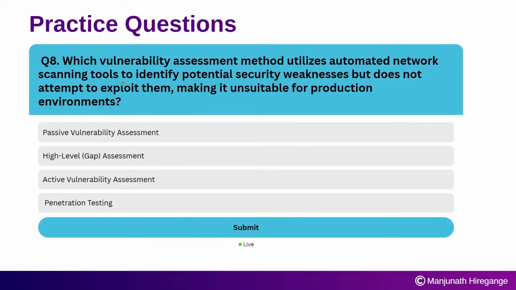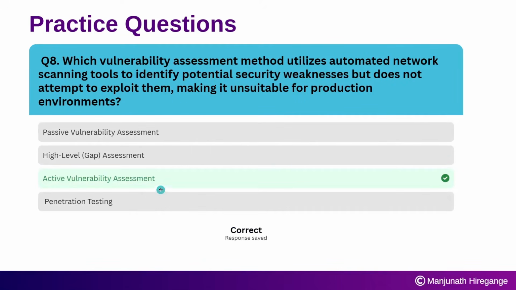Question number 8. Which vulnerability assessment method utilizes automated network scanning tools to identify potential security weaknesses but does not attempt to exploit them, making it unsuitable for production environments? Your options are passive, high level, active, and pen testing. If you read carefully, it utilizes automated network scanning tools and is unsuitable for production. So the right answer is active vulnerability assessment.